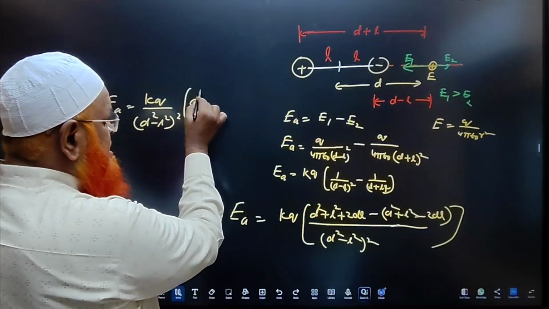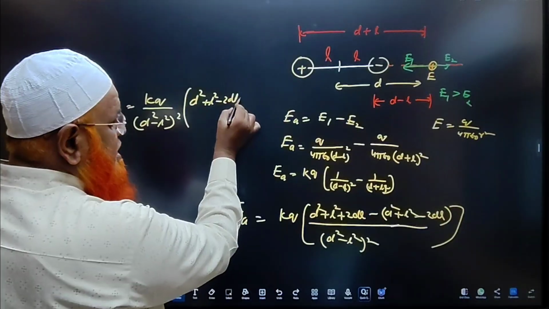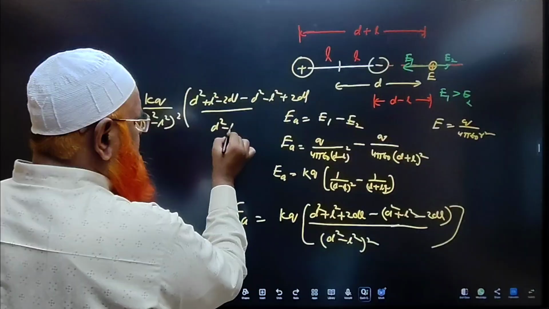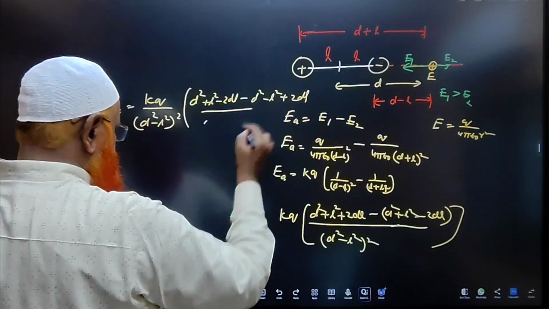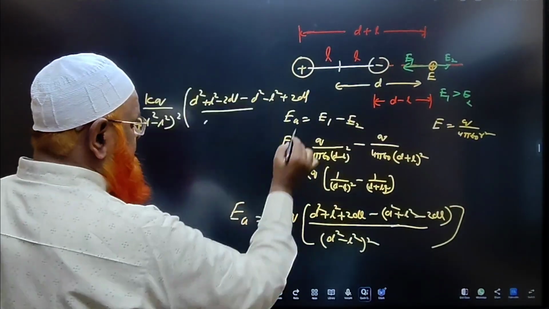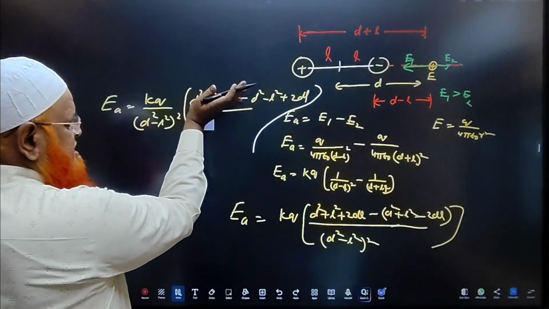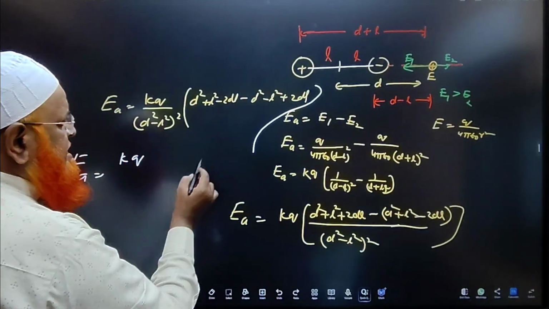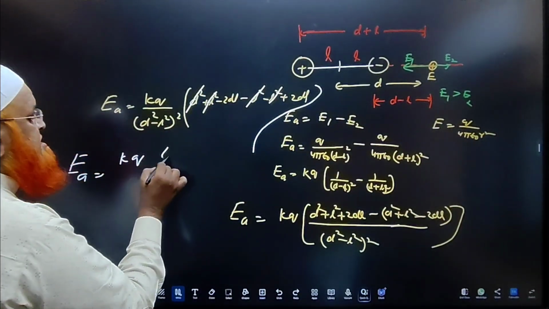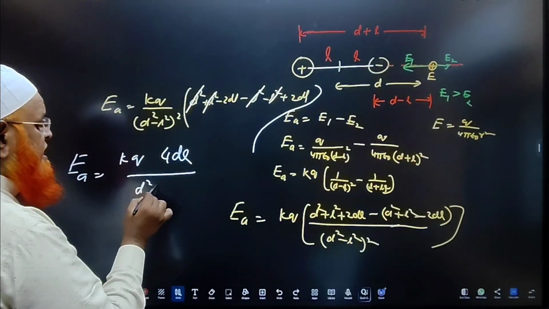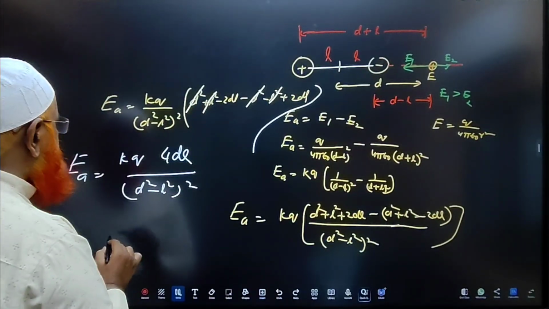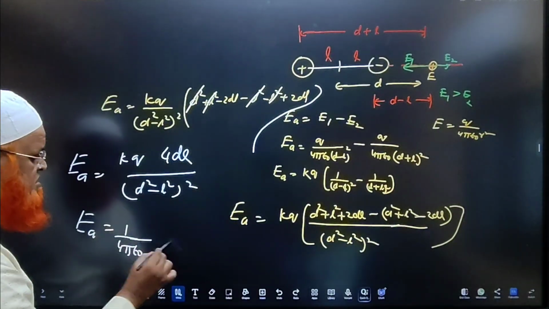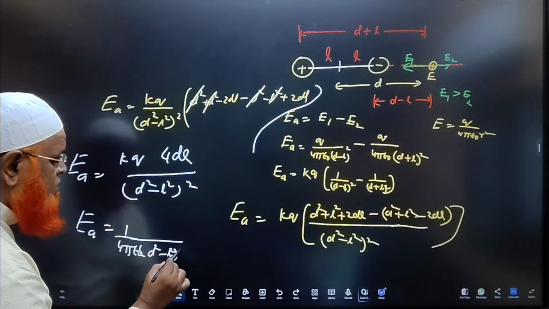If you expand this, d square plus L square minus 2dl minus d square minus L square plus 2dl, divided by d square minus L square whole square. I'm keeping the bracket like this. The denominator is already present. So E along the axial line is K, Q, and the d square and L square get cancelled, leaving 4dl divided by d square minus L square whole square. So E along the axial line, where K is 1 by 4 pi epsilon naught, is 4dl divided by d square minus L square whole square.